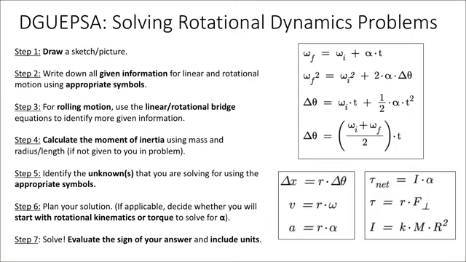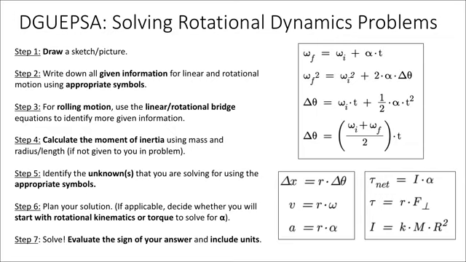All right, we're going to solve some example problems using what we're going to call rotational dynamics. So dynamics is that relationship between torque and acceleration. We're going to first draw a sketch or picture whenever solving a problem. Then we're going to write down all of the given information, but this time for both linear and rotational motion. And I want to use the appropriate symbols.